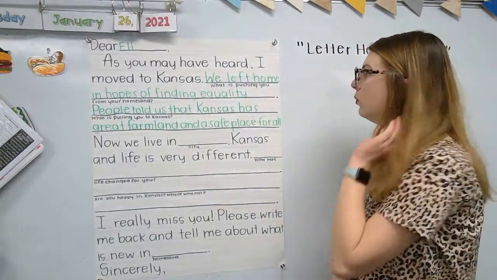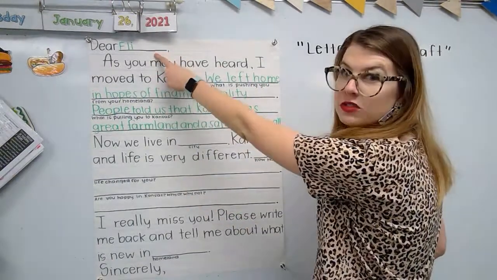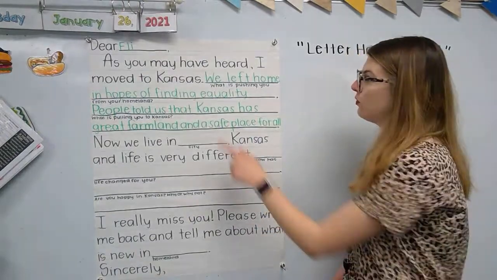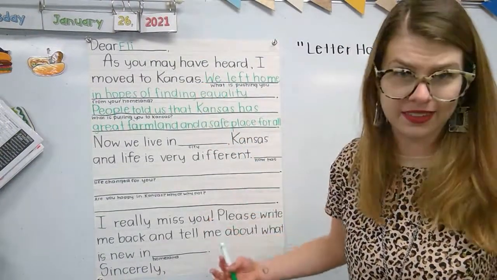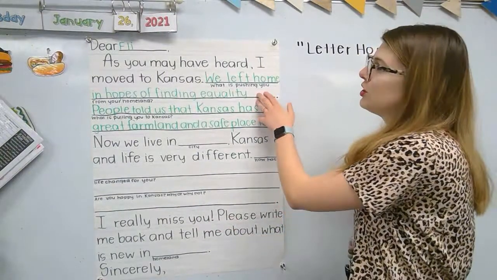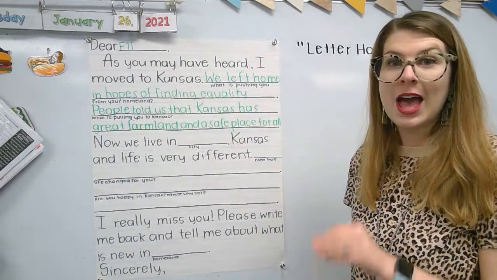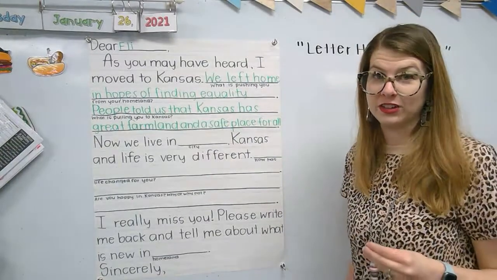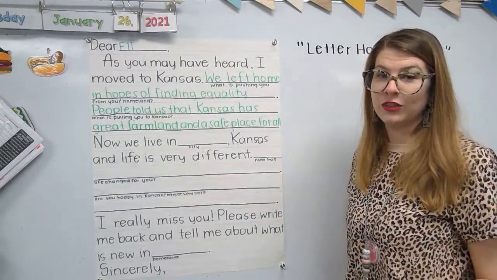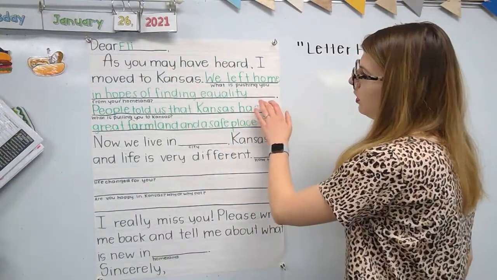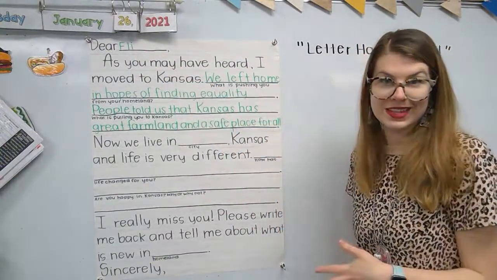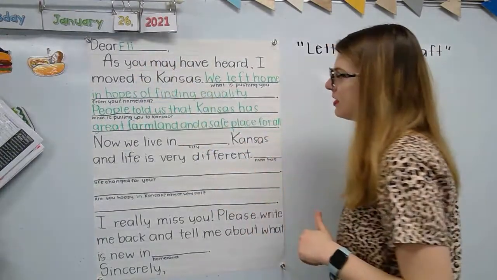So at this point, we have written who we address the letter to. You have written a sentence saying, as you may have heard, or as you know, I've moved to Kansas. And then you created 2 more sentences about the push and pull factors that sent you to Kansas. So at this point, you have 1, 2, 3, 4 sentences, if you include that address at the top.